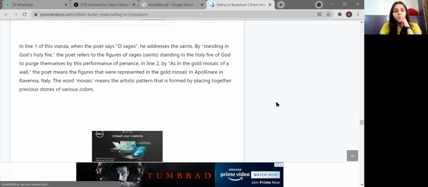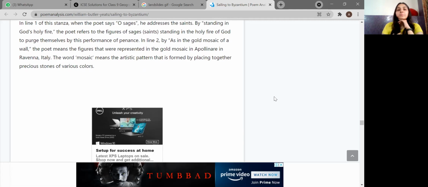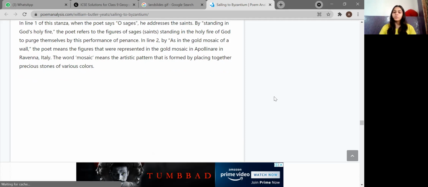Now, in line one of the stanza, when the poet says "O sages," he addresses the saints. Here sages means saints, all right? He addresses the saints standing in God's holy fire. So they're all saints, good, pure people. The poet refers to the figures of saints standing in the holy fire of God to purge themselves by the performance of penance. So they all are standing in God's holy fire. Why?